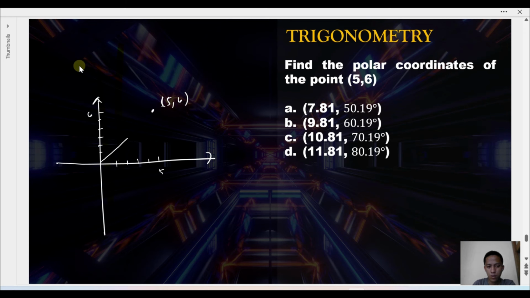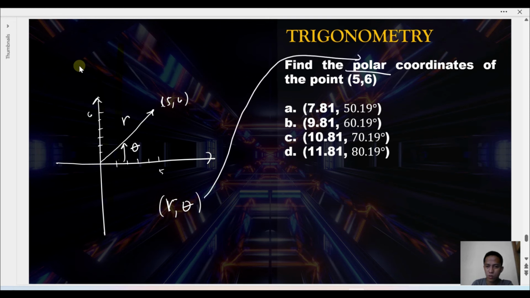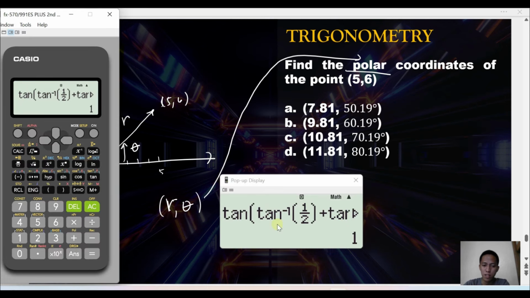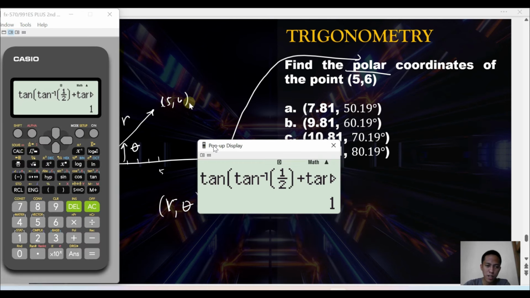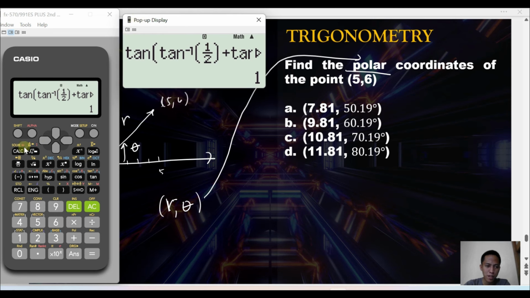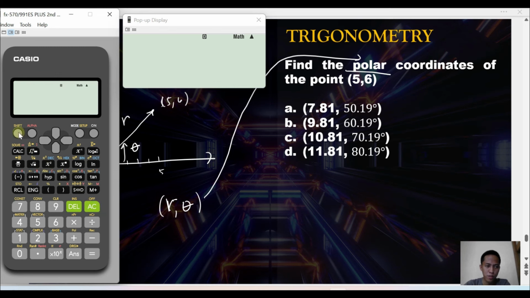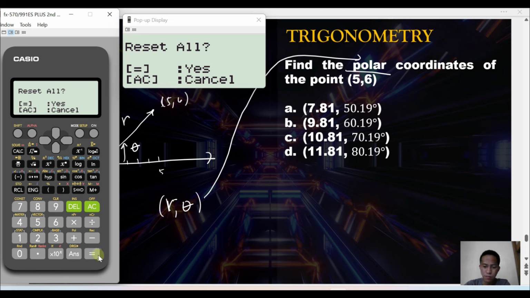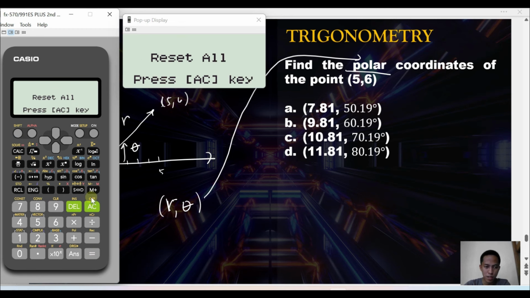If you draw a line here, you have a radius and of course you have an angle theta. So etong r, theta is actually your polar coordinates. Okay, so yan yung hinahanap natin. You can solve that using trigonometry or you can use your calculator to solve that. So sa calculator natin guys, clear lang natin. Shift clear, 9, then equals, then AC.